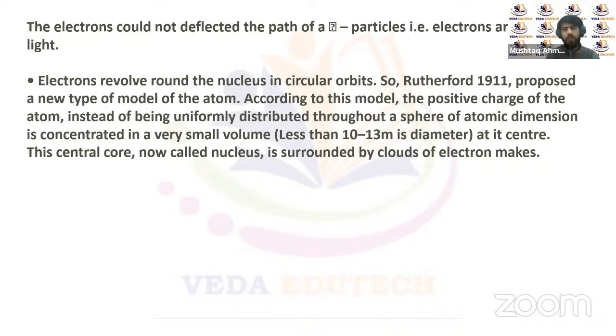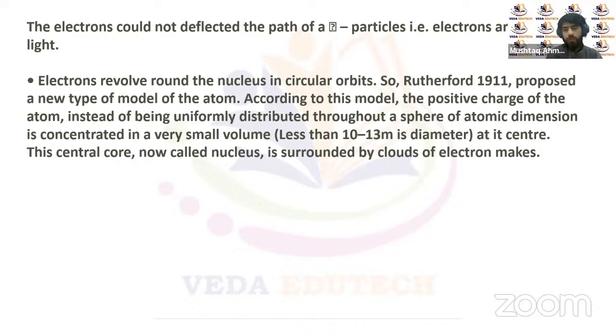And he also observed that alpha particles are not deflected by the electrons because of their very small mass, right? They're particles of very small masses. There was not much deflection observed with respect to the electrons, right? So the observation was that he concluded the electrons revolve around the nucleus in circular orbits, right?